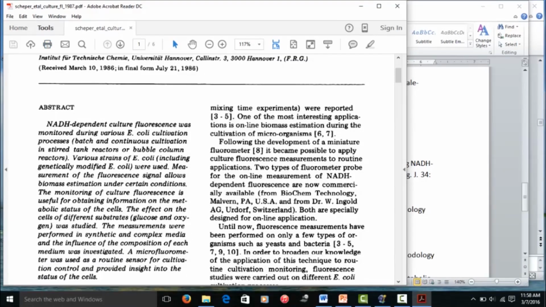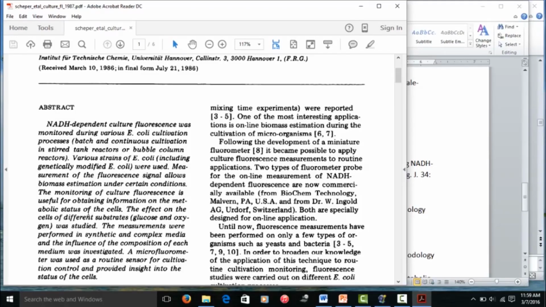To very briefly read the abstract: NADPH-dependent culture fluorescence was monitored during various E. coli cultivation processes, batch and continuous cultivation, in stirred tank reactors or bubble column reactors. Various strains of E. coli, including genetically modified E. coli, were used. Measurement of the fluorescence signal allows biomass estimation under certain conditions; this we have already seen.